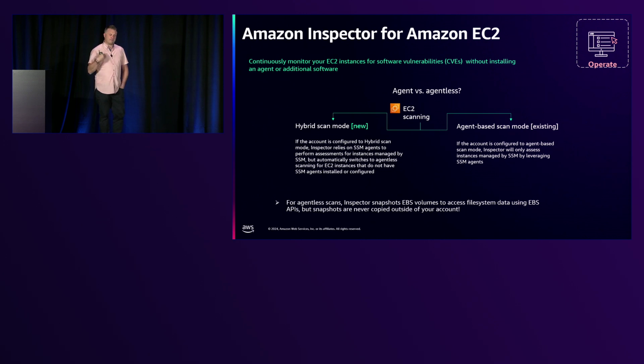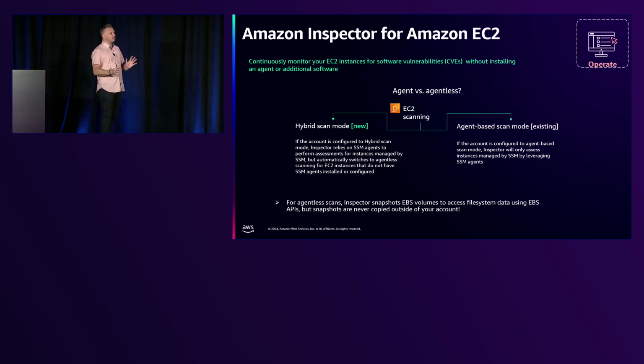And when it does that, the first thing is it tries the agent mode. If there's already an agent running on your EC2 instance, it continues with that approach, no change. However, if the EC2 instance is not registered in sending inventory data to SSM, then Inspector will fall back to this agentless mode. And in the agentless mode, what happens is Inspector will create a snapshot of your EBS volume, and it will then perform the scan against that snapshot. The snapshot never leaves your account, and the snapshot is cleaned up after the scan is complete.